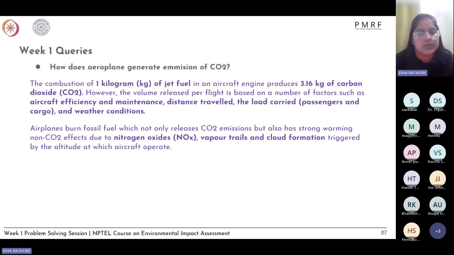It also causes other effects which cause warming. It also produces nitrogen oxide, vapor trails, and cloud formations, which also affect the airspace. Okay, I hope this answers your question.